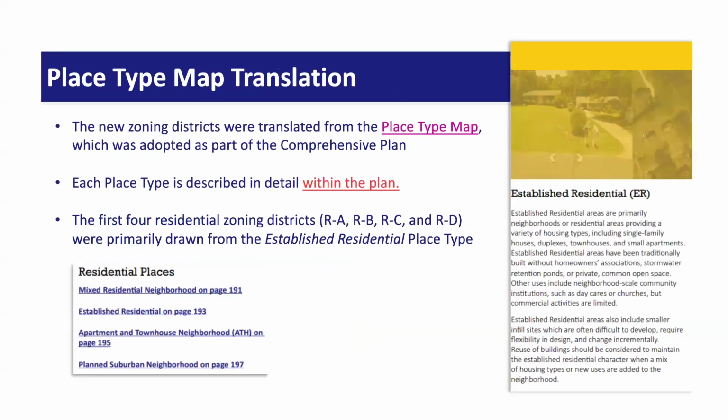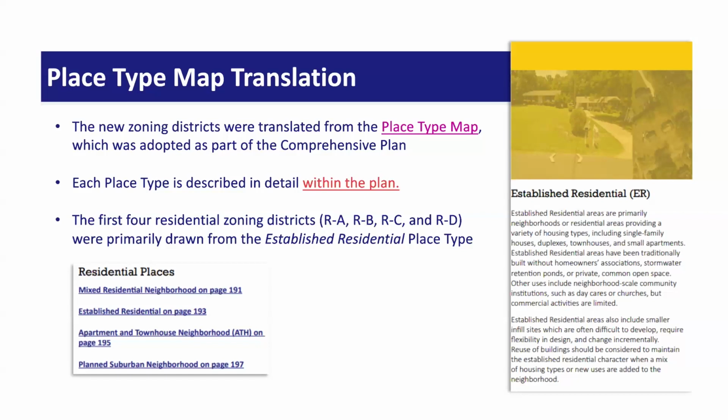So I'll also start by saying that the new zoning districts were drawn from the place type map, which was adopted as part of the comprehensive plan. Place types are categories that help organize similar types of places found throughout Durham and some new places that have not been built yet. Essentially, they describe the character of different places and how they may change in the future. And so each differing place type is described in detail within the plan.